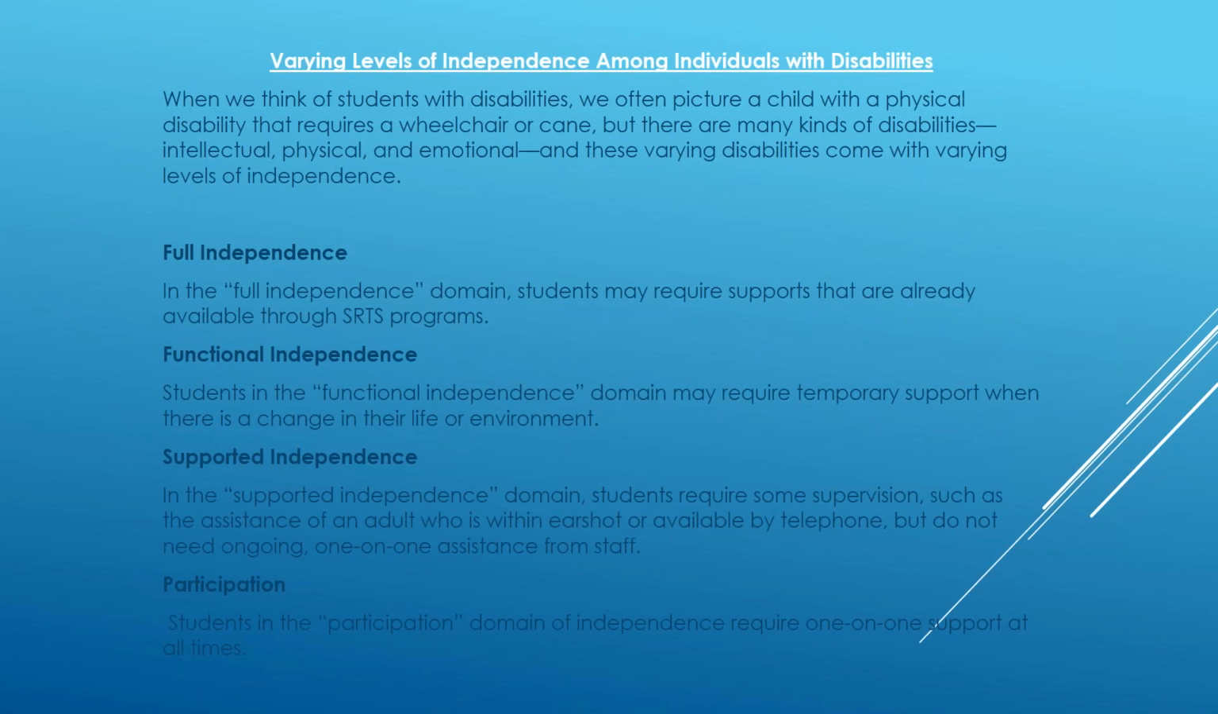Supported independent are individuals that require some supervision, individuals that due to decision making, due to their mobility device, due to their physical needs or emotional needs, ability to make a decision based on the environment, needs a person to be by them, to be helping them, to guide with them. Sometimes this can be done in a group, sometimes this can be done from a distance. And then the final level is participation, where the individual does require a one-on-one person to be by them, to help them through that situation, to help them become independent and to travel.